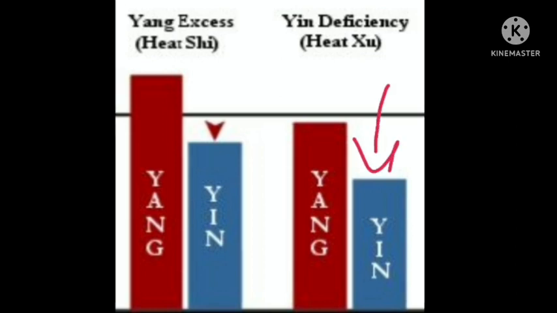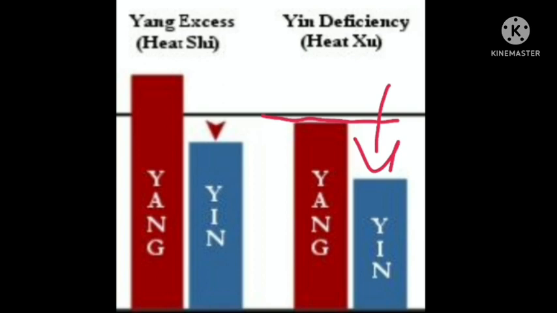yin is deficient here, but yang is in the normal range. So if yin is deficient in the body for a chronic period, chronic means more than 2 or 3 months, it leads to empty heat, meaning the body will show that there is heat in the body, but it is not the real heat because yang is normal.